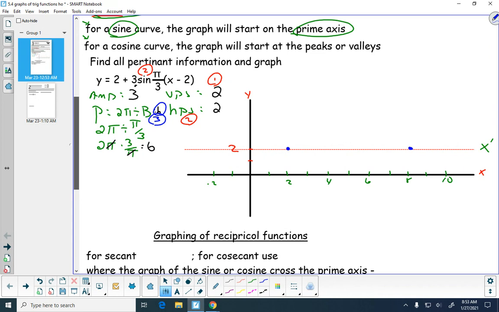Now we start playing the games of halves. Halfway between 2 and 8. What's the halfway point between 2 and 8, Mickey? 5. The value of 5. 2 plus 8 is 10 divided by 2. I get a value of 5. Do you remember where we're at? On the prime axis again.